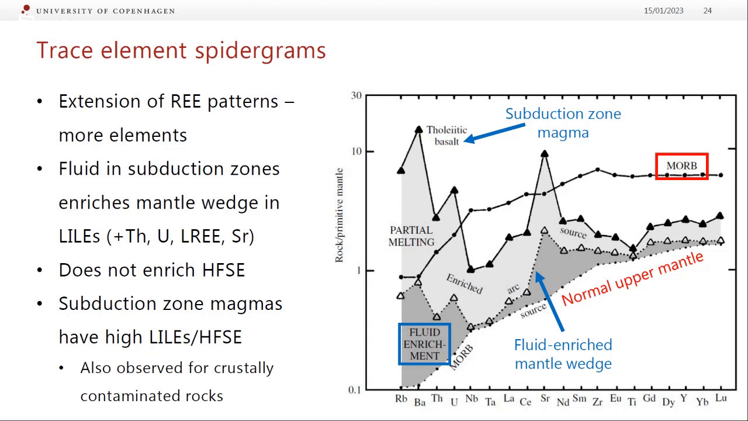And so we have this signature where we're enriched in the large ion lithophile elements, but no enrichment in the high field strength elements. And it makes this kind of spiky pattern. So subduction zone magma is going to be high in strontium, high in thorium, high in rubidium, barium, and it's going to be very low in niobium, tantalum, often titanium as well. You can also get this because most modern continental crust originates from subduction, so we can also see this for crustal contamination. We're basically adding a subduction zone signature, but from the crust rather than from fluid behavior in the mantle.